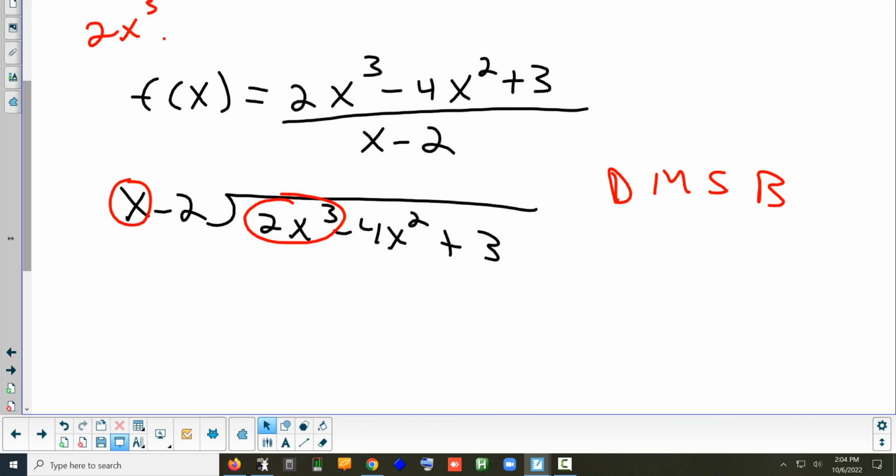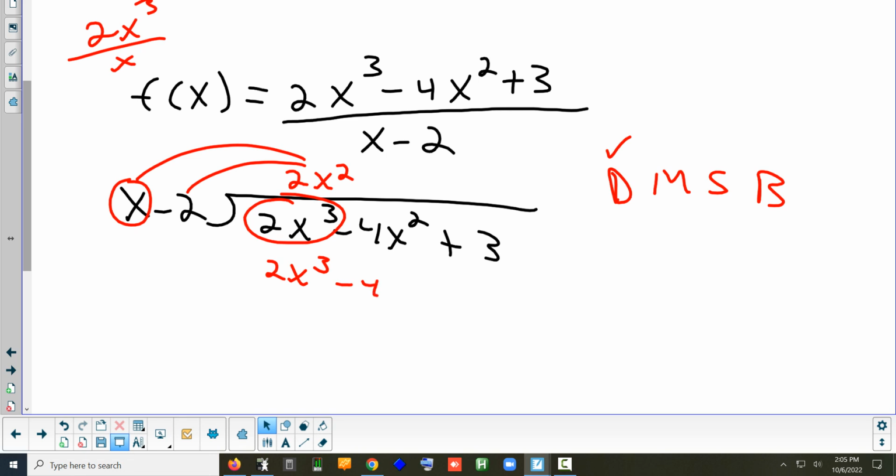So if you want, you can do it off to the side. And when I divide 2x to the third by x, what do I get? 2x to the second. Yep, 2x to the second. So there's the divide. Now we multiply. Multiply it back out. 2x squared times 2x. And 2x squared times negative 2. That's negative 4x squared.